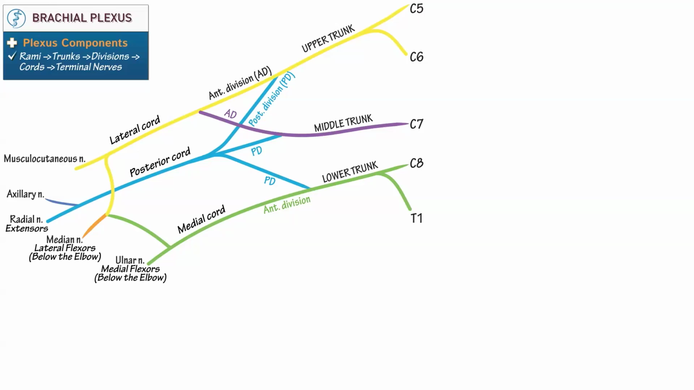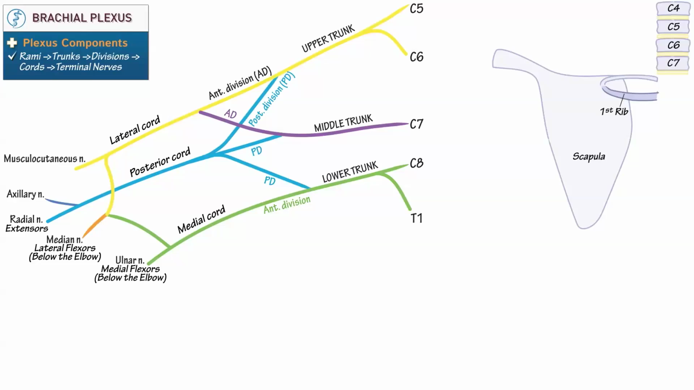With this key innervation in place, let's switch to an anatomical diagram so we can understand the general position of the plexus and these terminal nerves within the neck and upper extremity. Draw the most posterior structures first, the scapula, then the posterior aspect of the first rib, then the vertebral bodies of levels C4, C5, C6, C7, and T1.